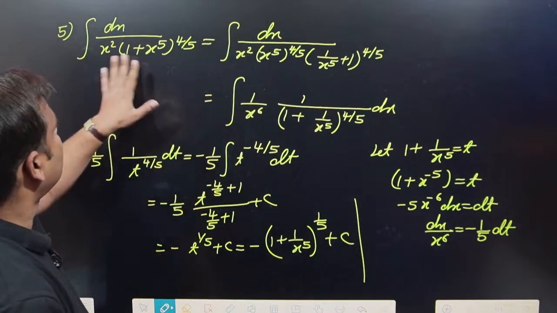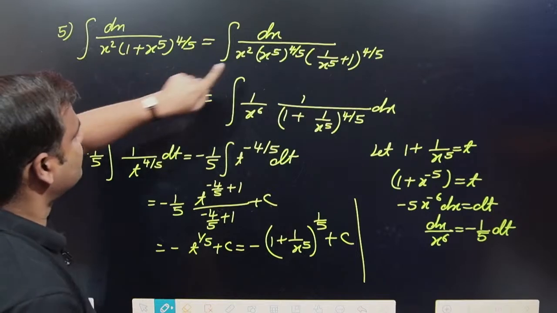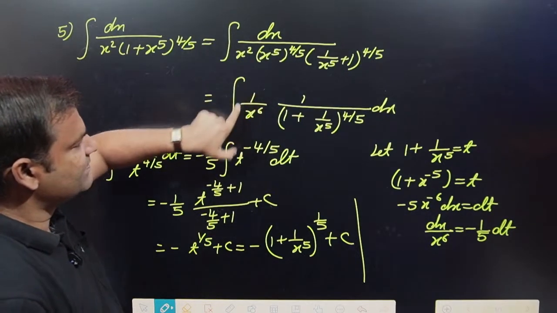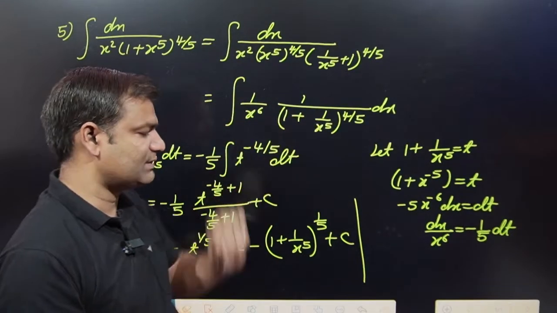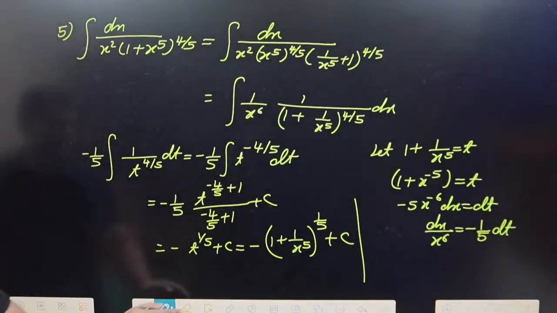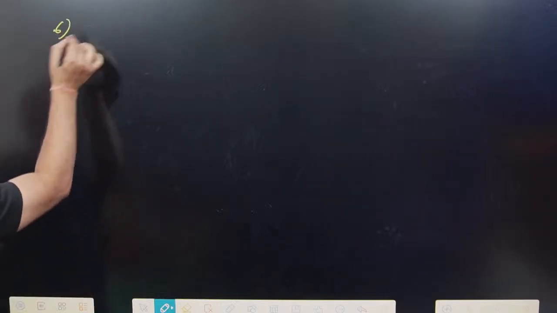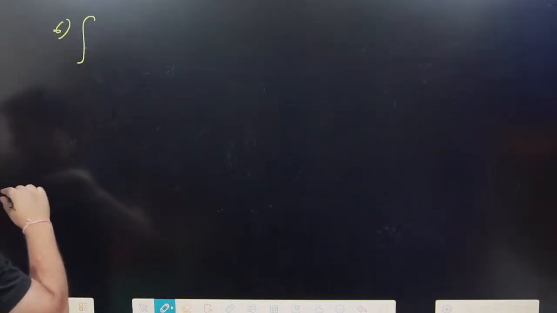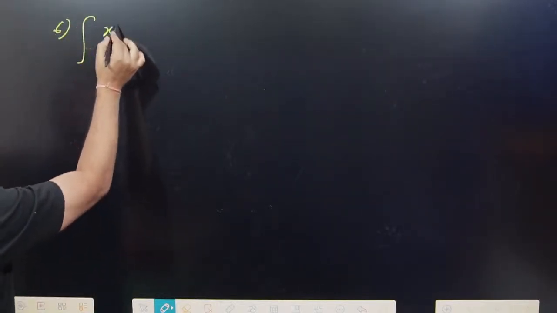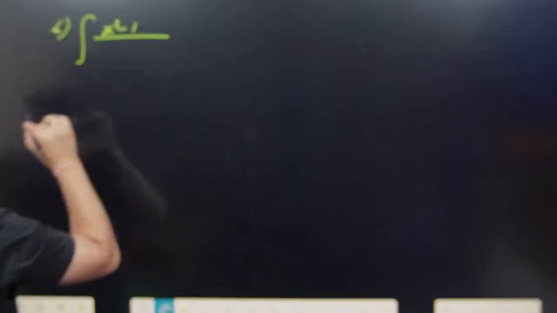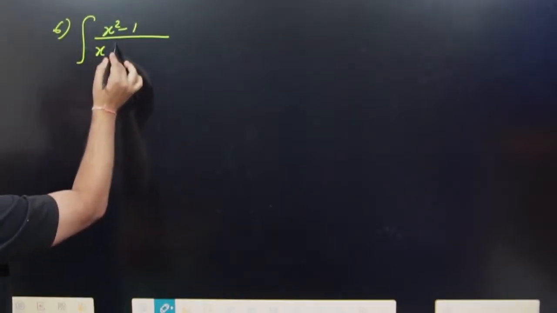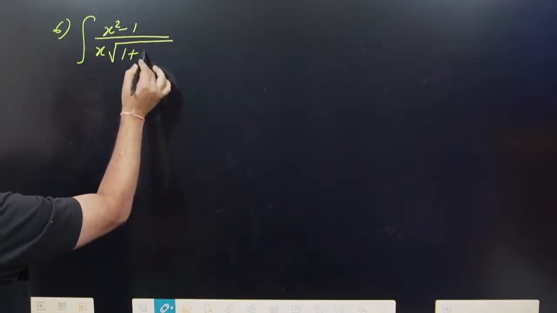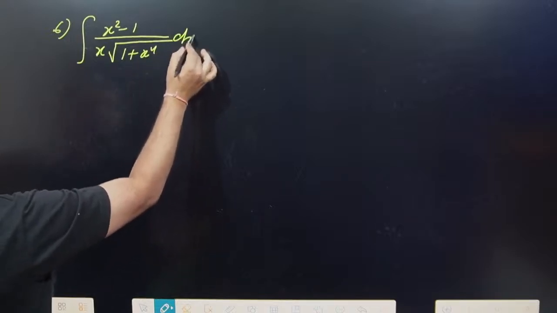Very simple. The highest power is common, then this becomes 1, this one is basically dt, and this is t. Okay, now the next problem is question number 6: integration of (x square minus 1) upon x into root of 1 plus x to power 4, dx.